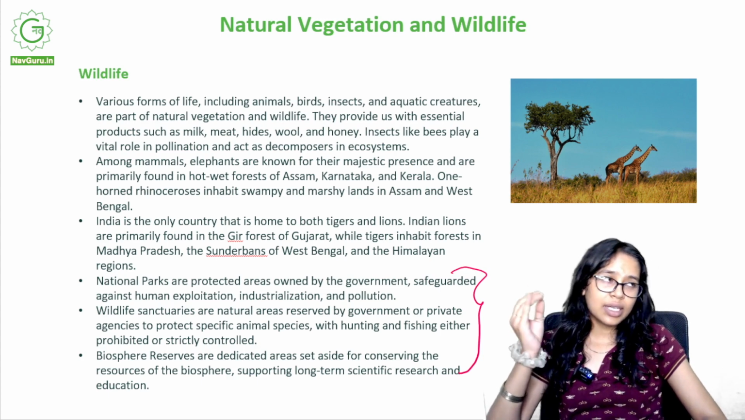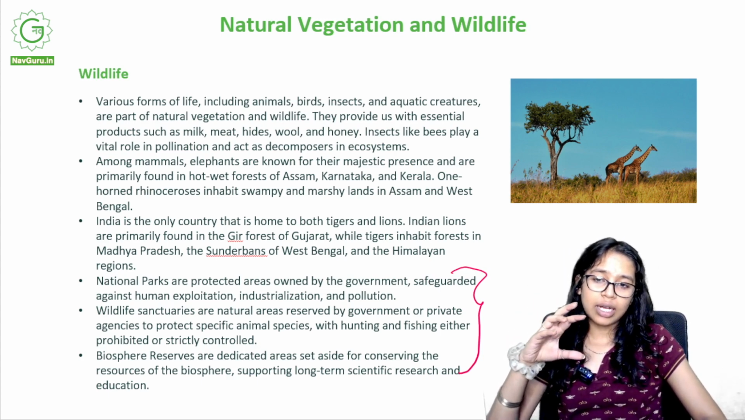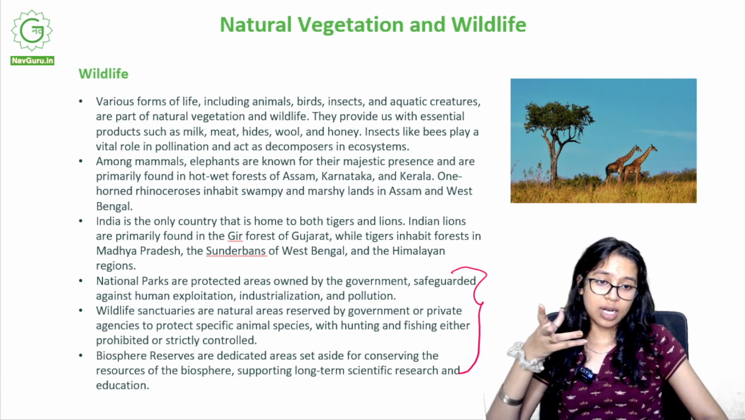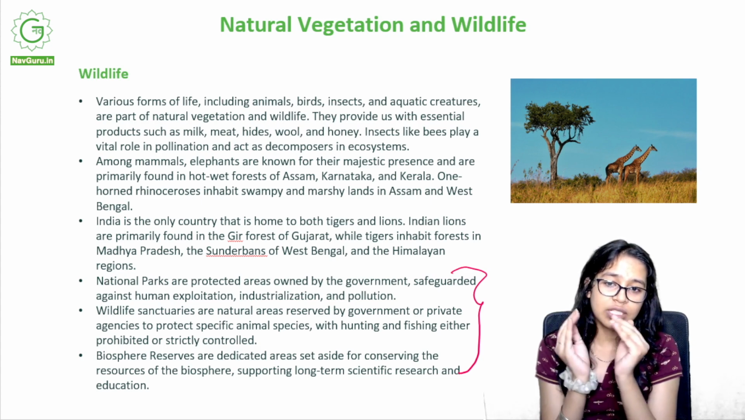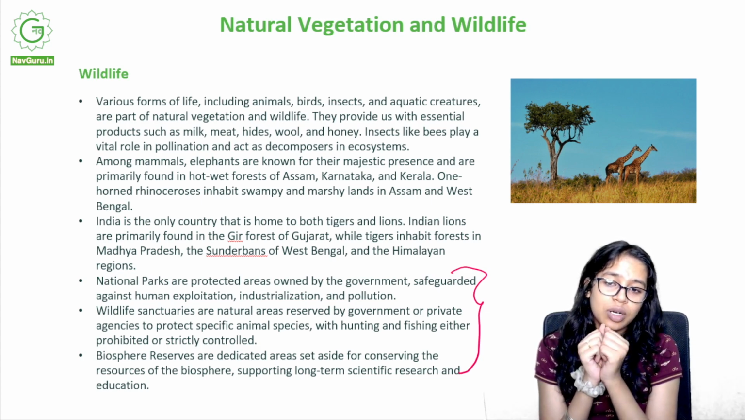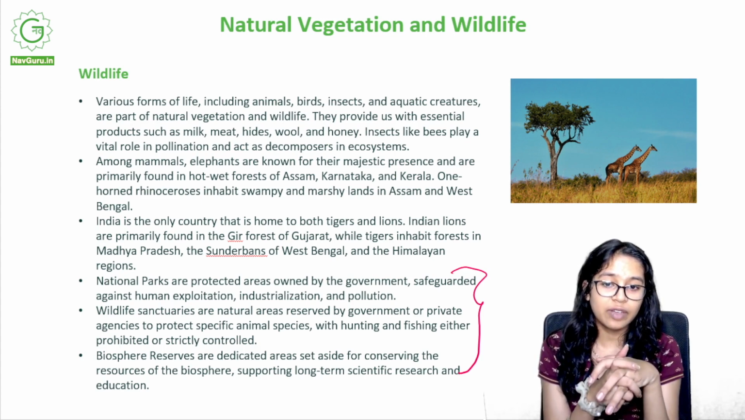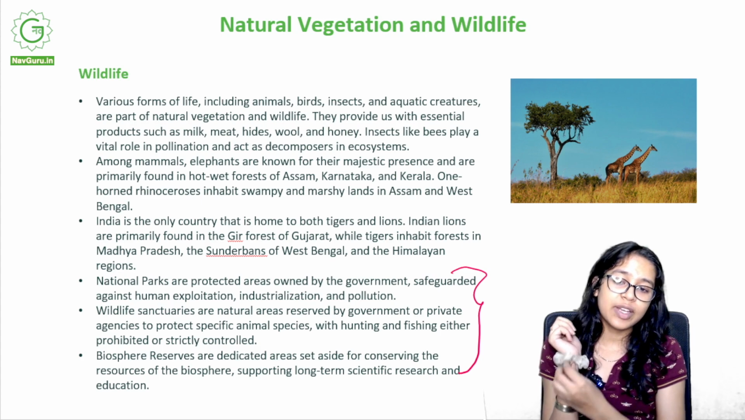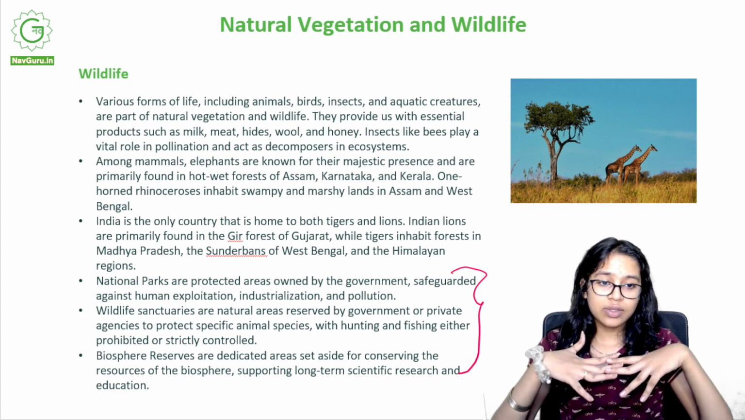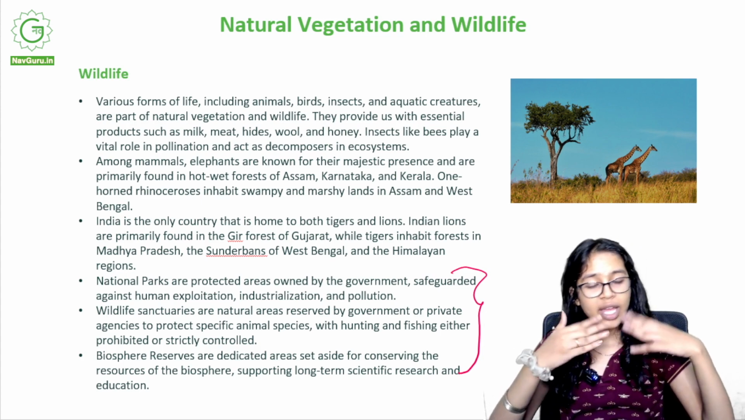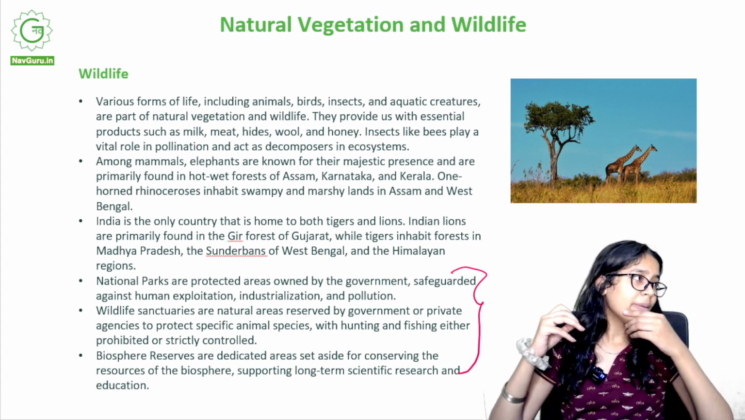Okay, so you see these are in some ways hierarchical. A national park is relatively smaller in scope, though of course there are large national parks. Wildlife sanctuaries are natural areas reserved by government or private agencies to protect specific animal species, whereas a biosphere reserve is for conserving the resources of an entire biosphere. So probably the scope of the area increases. How do I make you understand this?